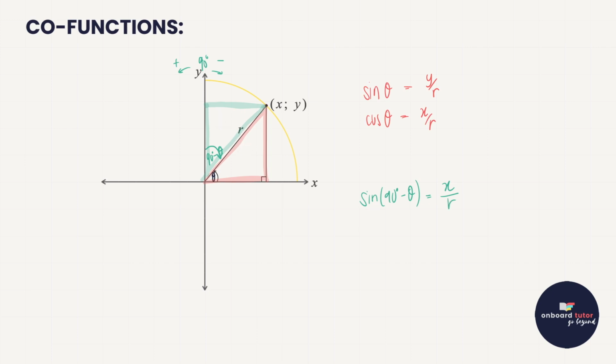And what about cos of 90 degrees minus theta? Let's see where that comes from. So cos is adjacent. That's this line here, which is the y length. So y over r. And now if we don't use opposite, adjacent, and hypotenuse, what I'm hoping that you've spotted is that sine of 90 minus theta is actually equal to cos theta, and cos of 90 minus theta is actually equal to sine theta. And that's why these are known as cofunctions.